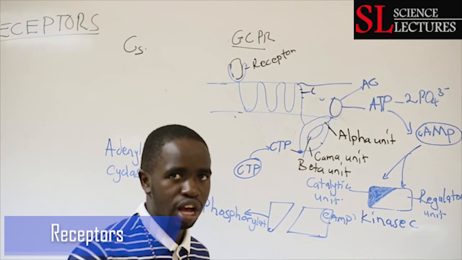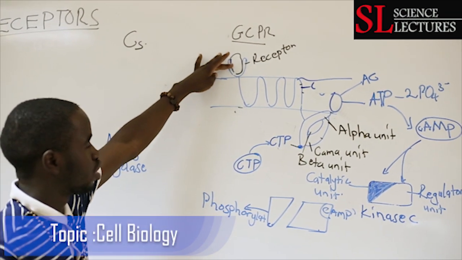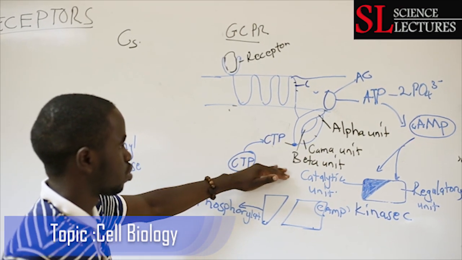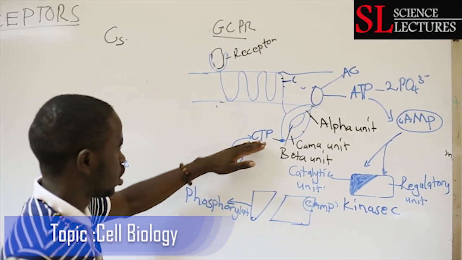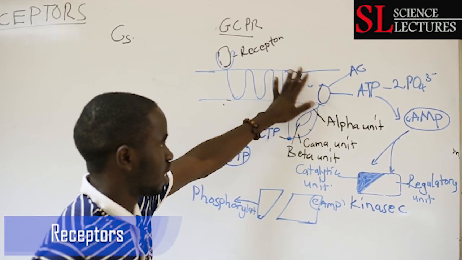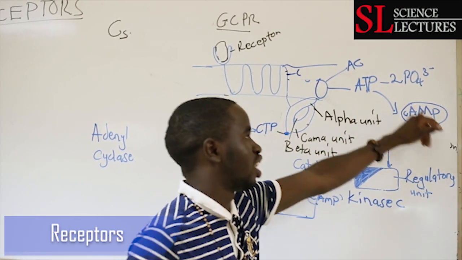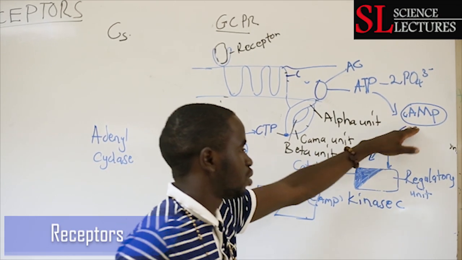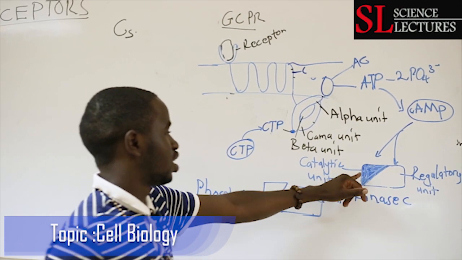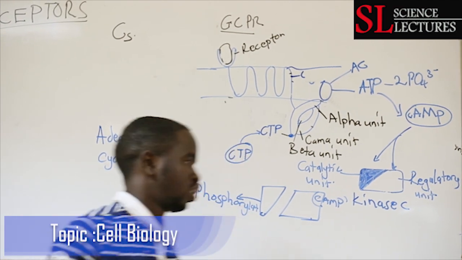in order to trigger an intensified cellular response. I repeat, when a signaling molecule binds on the cell surface membrane, it triggers a transduction pathway. In this case, GDP is replaced by GTP, then the alpha unit shall interact with adenyl cyclase. Adenyl cyclase shall then convert ATP into cyclic adenine monophosphate, which is CAMP. Then CAMP shall bind to the regulatory unit of protein kinase C. Then the catalytic unit shall interact with other proteins to trigger a cellular response.